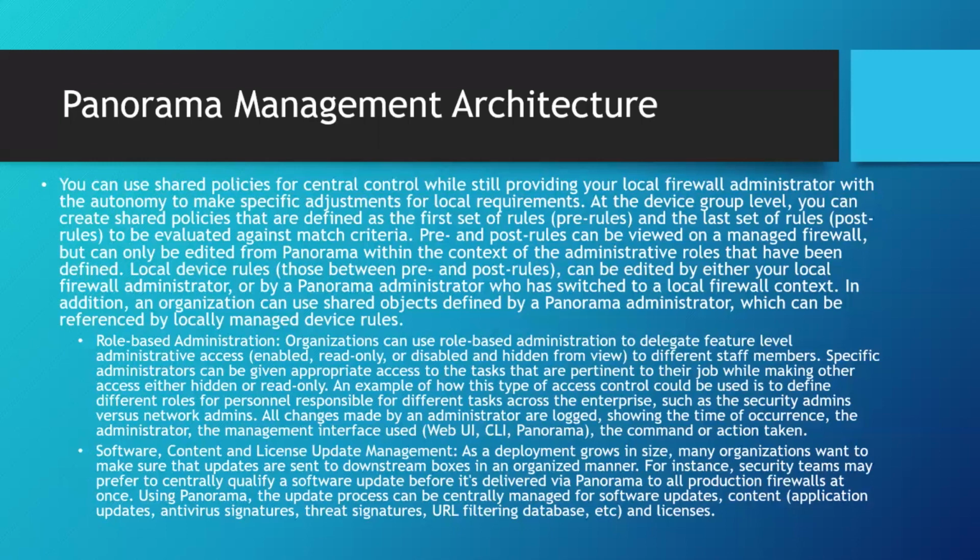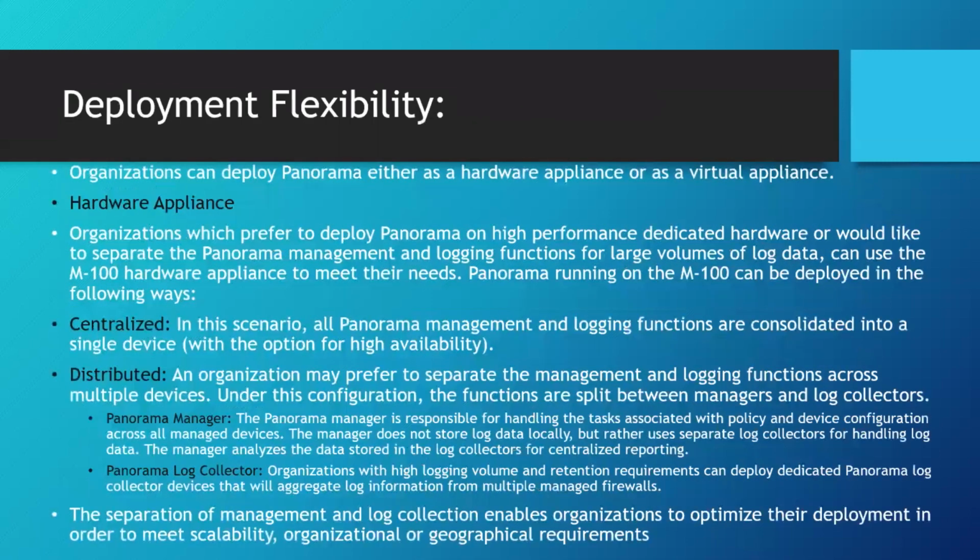So from a central point of view, from the Panorama, you can see all the signature versions that are installed on different firewalls, and you can match that. Okay, so these firewalls have this version and these firewalls have a lower version, so we need to go and update these firewalls to have a standard level of updates across our Palo Alto fleet. Now you have the deployment flexibility here.